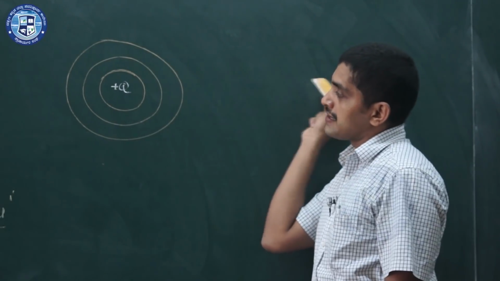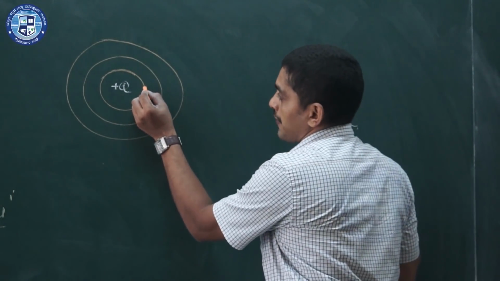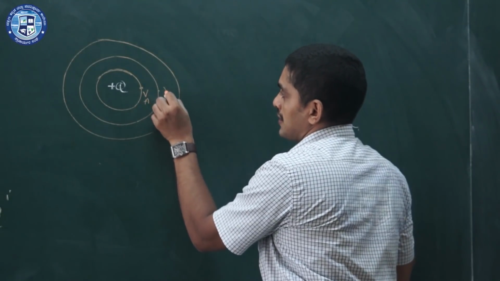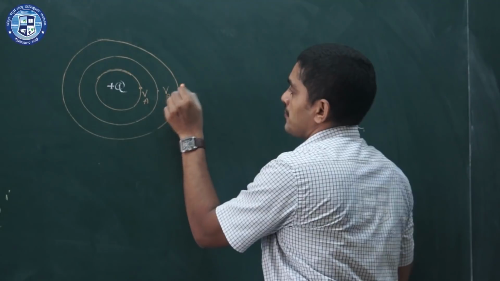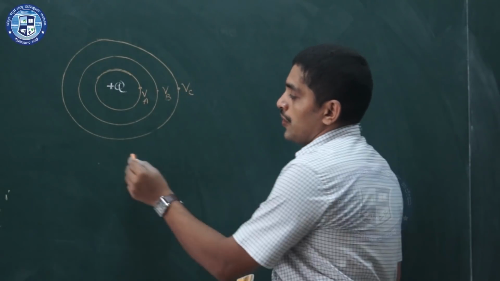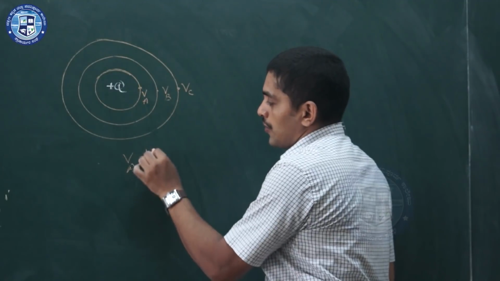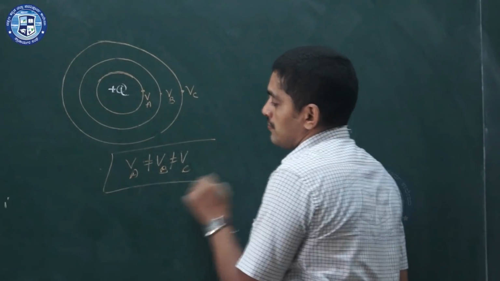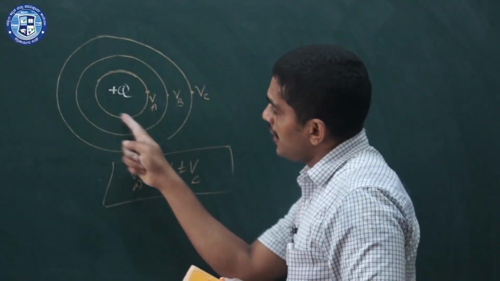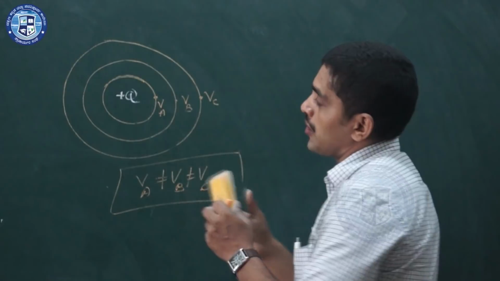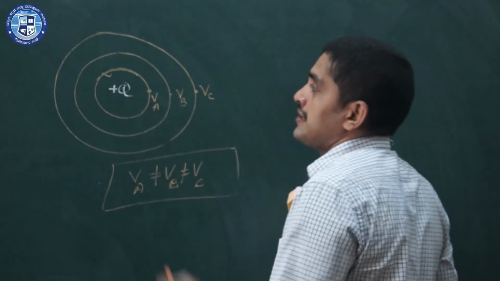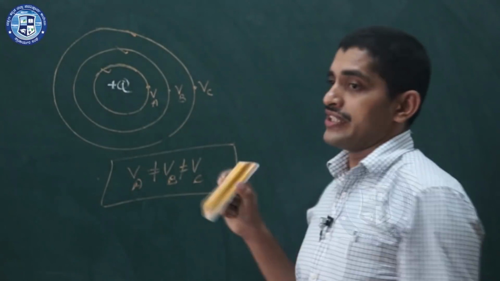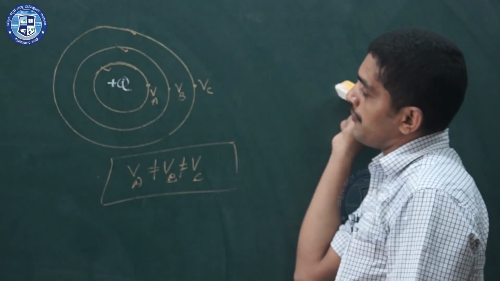Say if I take this surface potential, let's say A, this surface B, this is C. So VA is not equal to VB, not equal to VC. This is very important to note. On this sphere, potential at every point remains the same. So this is one equipotential surface, this is another equipotential surface, and this is the third equipotential surface. So you can think of any number of equipotential surfaces.